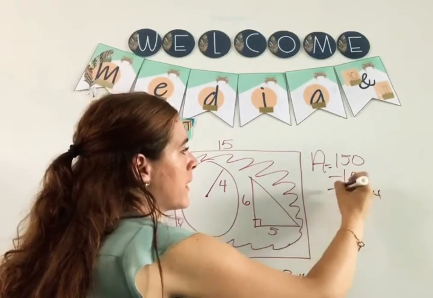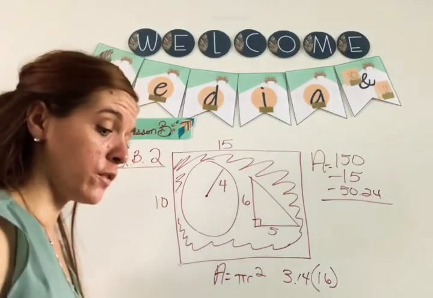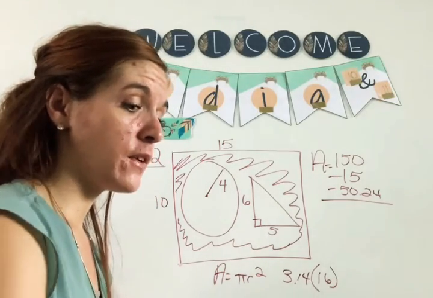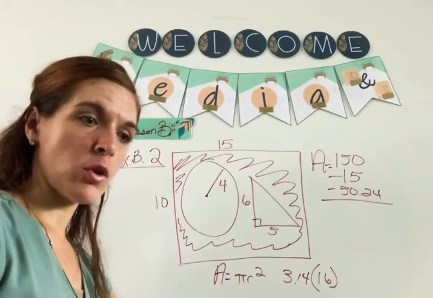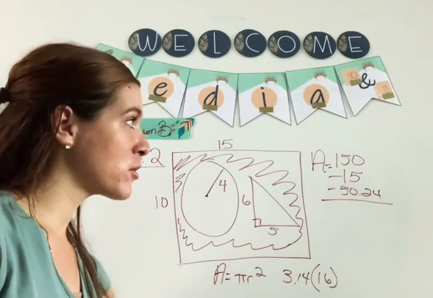Okay, so we're also going to be subtracting that. 150 minus 15, and then that answer minus 50.24. Let's make sure we got the right answer. And then I'm just going to mess up again.